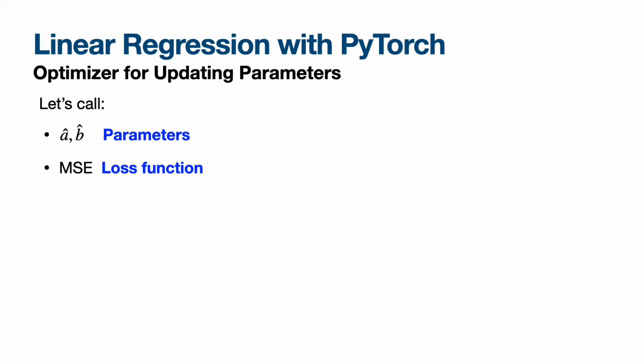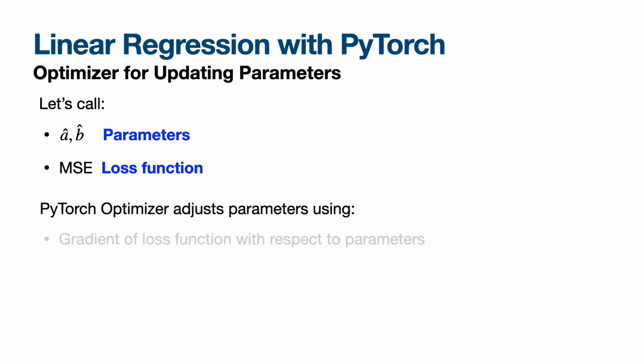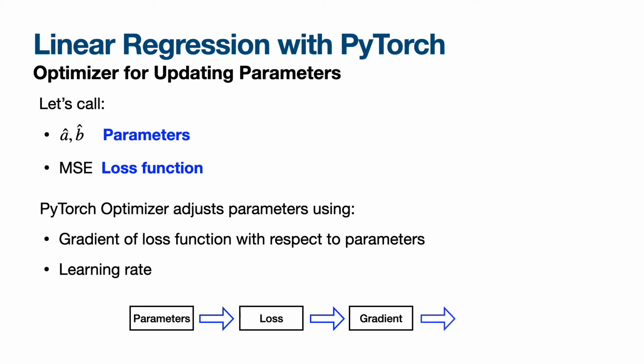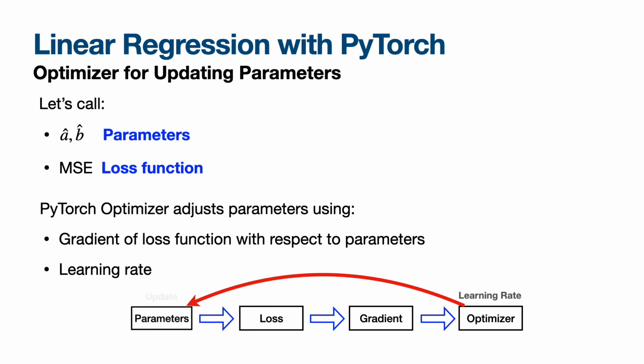With PyTorch, we use an optimizer to adjust parameters. It uses the gradient of a loss function to increase or decrease parameter values in the directions to reduce loss value. A learning rate tells the optimizer how fast or slow to apply the changes. We covered enough ground to perform linear regression with PyTorch. Let's start a demo with some PyTorch coding.